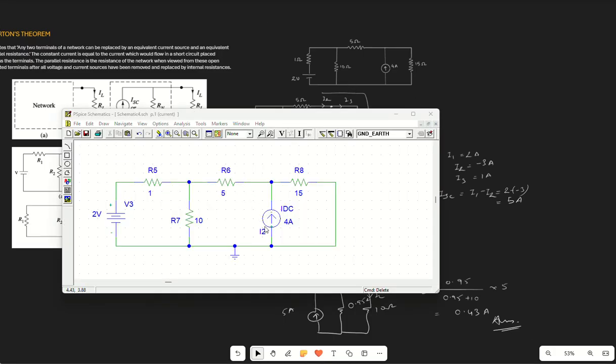Okay, after preparing the circuit in simulation software, we have here 2 volt, 1 ohm, 10 ohm, 5 ohm, this is 4 ampere, this is 15 ohm. After simulating the circuit, we are getting the current across 10 ohm to be 434 milliampere, which is nothing but 0.43 ampere. So the current is the same. So we have also proved Norton theorem.